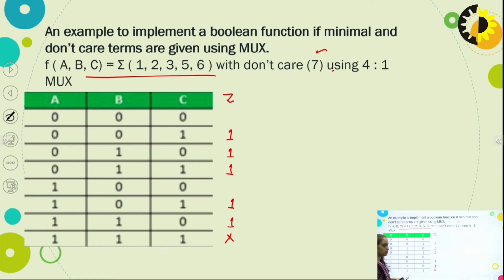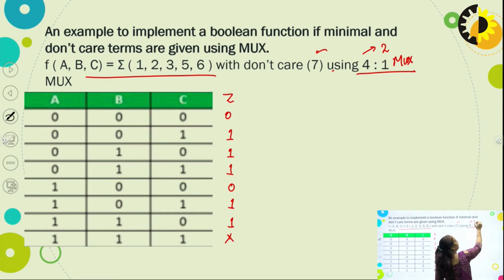We can include the don't care or we can reject it also. Okay, so first solve it by using the don't care. It's up to you whether you want to take it as a 1 or as a 0. You can solve it in any way. Okay, so in the rest of the places we have the output 0. Check what is asked in the question. You have to realize this using a 4x1 mux. Okay, so first thing, in case of a 4x1 mux, we have two selection lines.